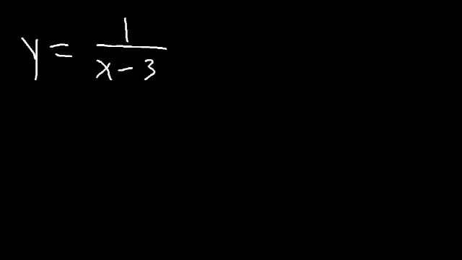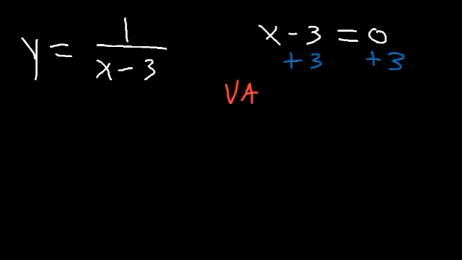To find the vertical asymptote, set the denominator equal to 0. So if we set x minus 3 equal to 0, and if we solve for x, we can see that the equation of the vertical asymptote is x is equal to 3. That's all you need to do to find the vertical asymptote.